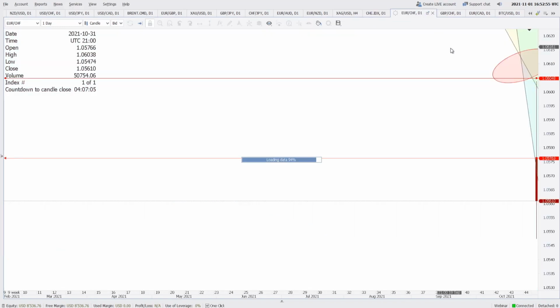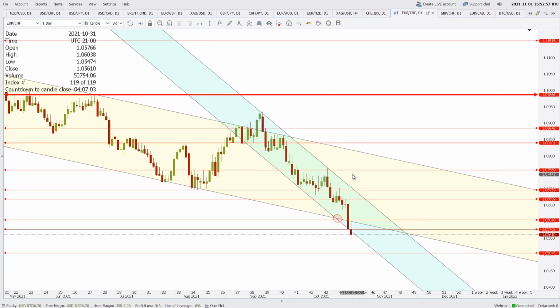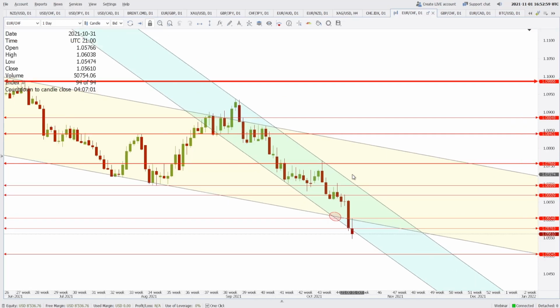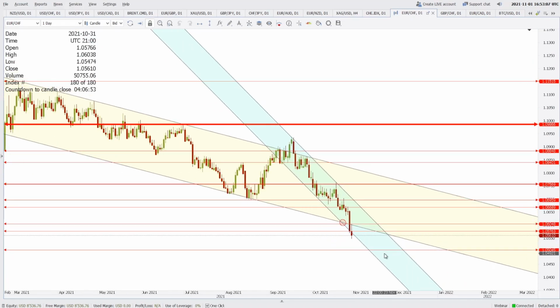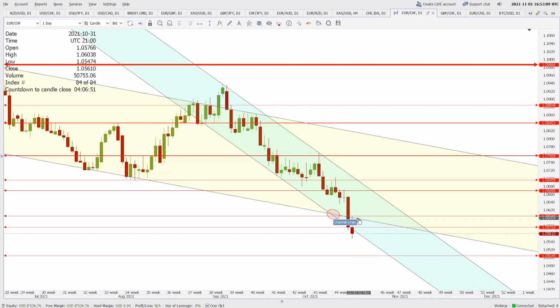Euro CHF, euro is much weaker than the Swiss franc right now. It is going towards 1.0504, which may act as a floor for the price, from where the price can come back to 1.0576. So right now 1.0576 is the immediate resistance for the price, and 1.0504 is the immediate support if you want to trade it.